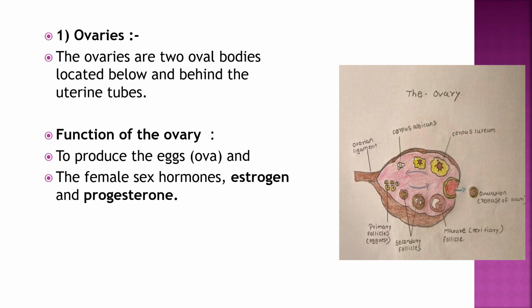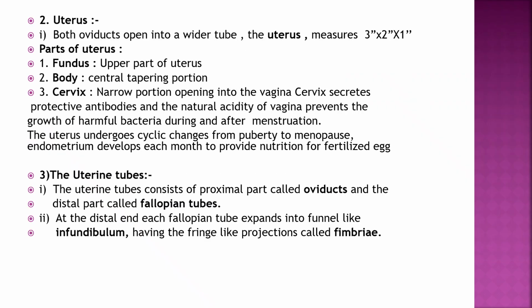So these estrogen and progesterone are mainly required for the female sexual characteristics like voice or short in height or hair pattern, and all characteristics of female, then pregnancy, menstruation, all because of the estrogen and progesterone hormone.